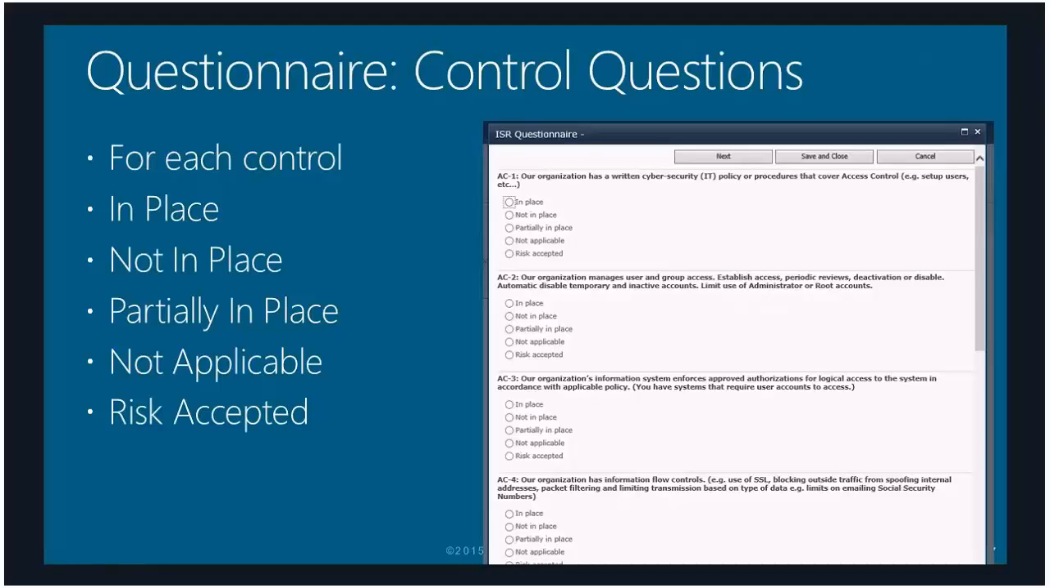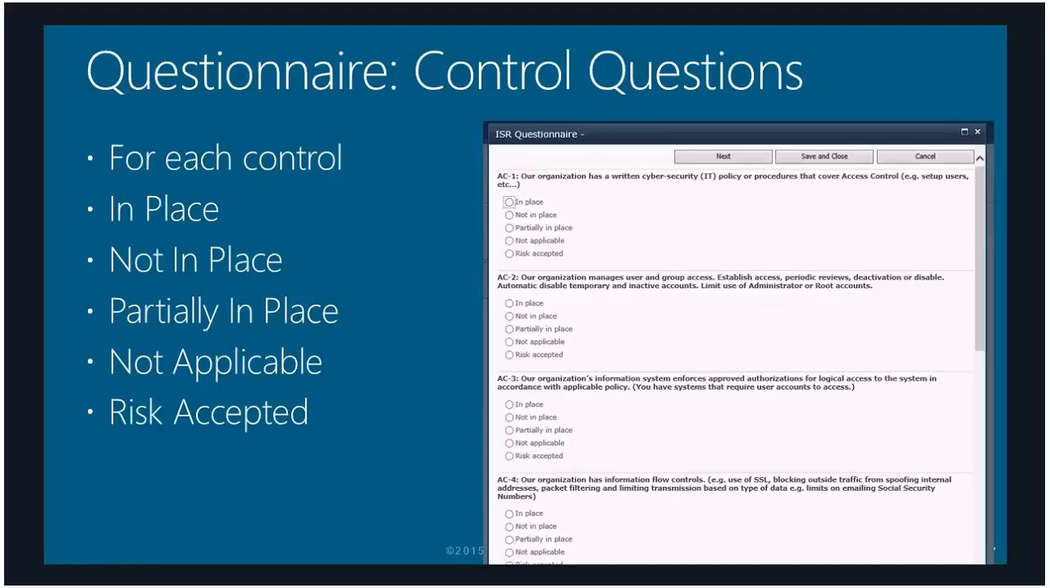Now, in place or not in place is pretty easy. If it says you have to have a firewall, is it in place or is it not in place? Right? Do you have a firewall or not? That's an easy question. Partially in place is a little bit different. When one of the controls says that you have antivirus, that the antivirus is centrally managed, and then it's automatically updated. If you have antivirus and it's in place, in other words, installed and everything, it's centrally managed, but it's not automatically updated, then you would mark that as being partially in place, because you're not meeting the standard, you're meeting it partially. You've done some of it, but not all of it.